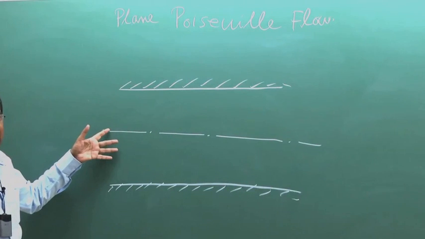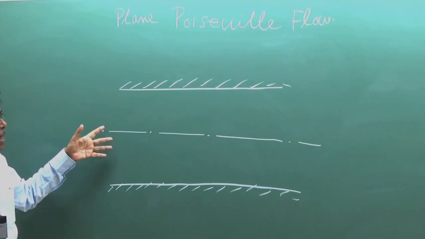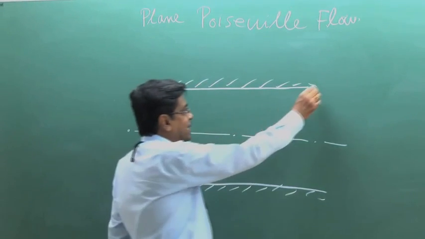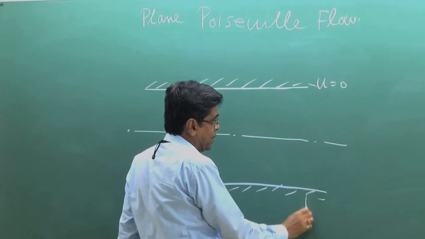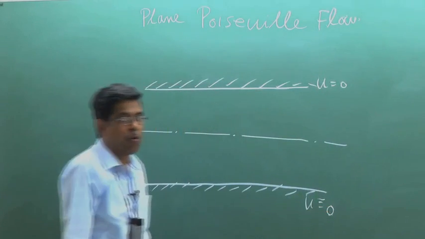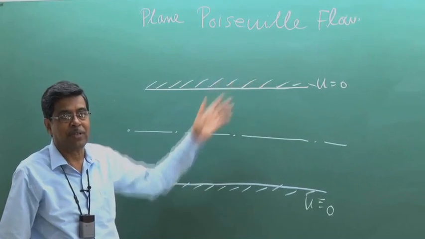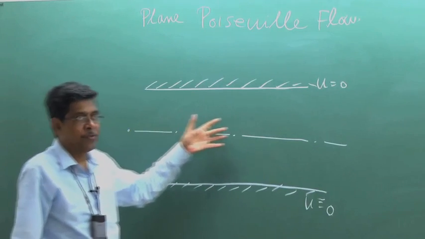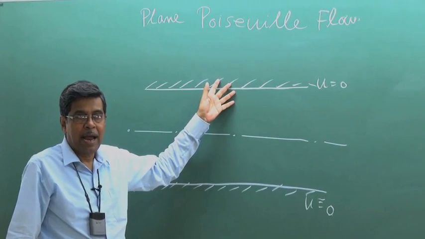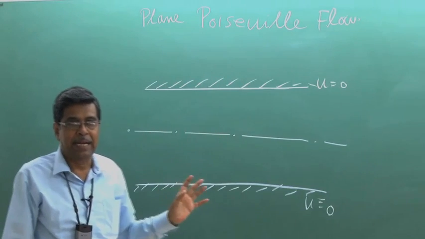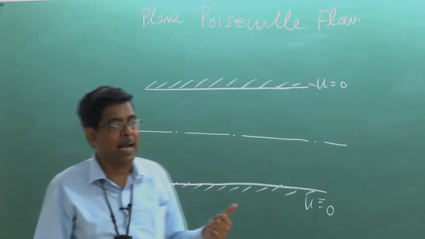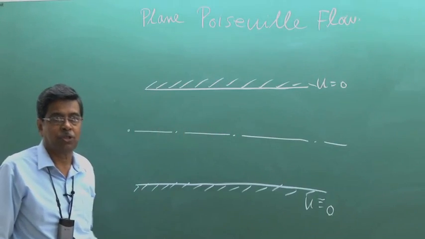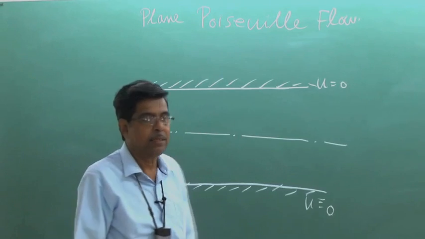This is again a steady, incompressible, laminar, fully developed flow between two plates which are stationary. That means two fixed plates. In Couette flow, one of the plates was moving with a velocity relative to the other, so that the flow was caused by shear, and at the same time by pressure gradient if it is imposed. But here, since the two plates are held stationary, the flow takes place only by virtue of the pressure gradient.